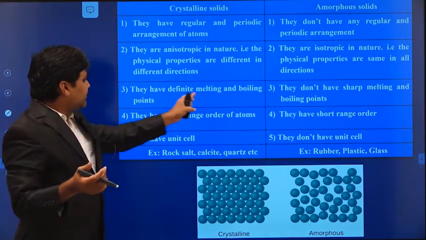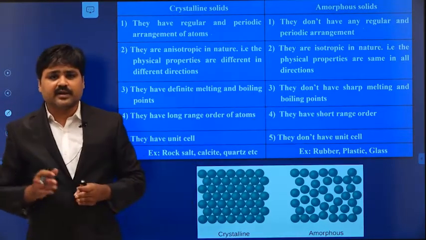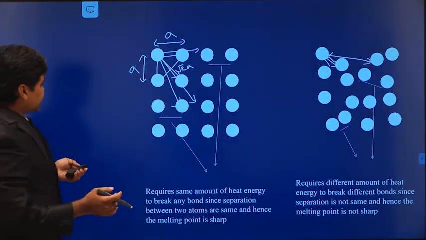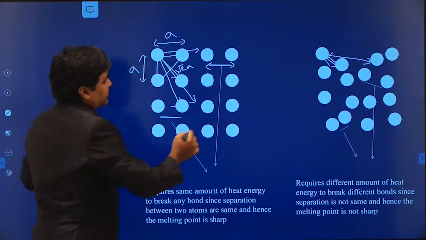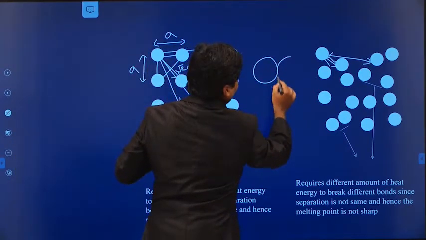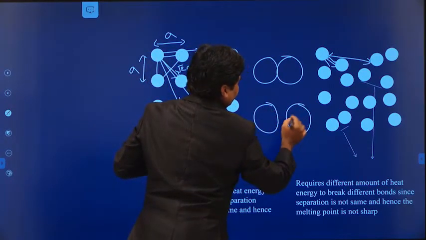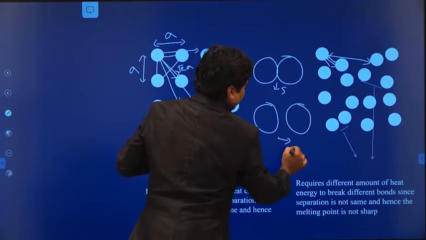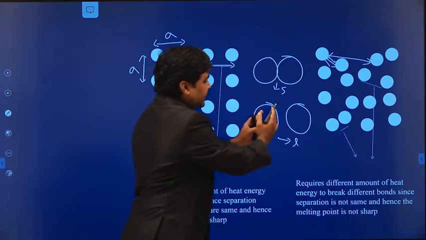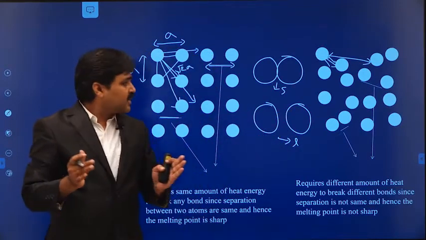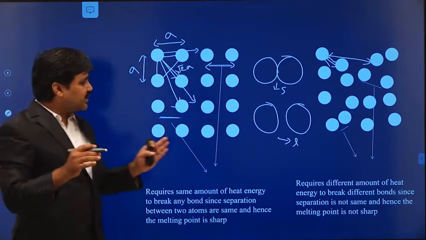Crystalline solids have definite melting and boiling points, and amorphous solids don't have sharp melting and boiling points. Here you can see, if you take these two atoms, what is meant by melting? In case of solids, the atoms are very close together. The melting temperature is defined as the temperature at which the solid becomes liquid. In case of solid, the atoms are very close together; in case of liquid, the atoms are slightly apart. That means the attractive force is very less, while in case of solids, the attractive force is very strong.